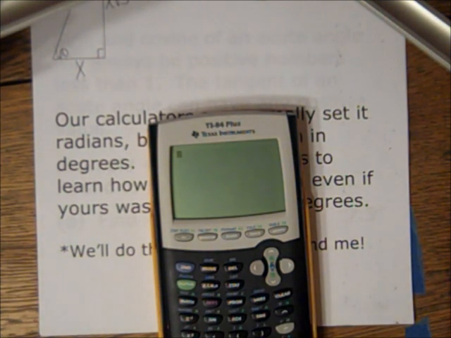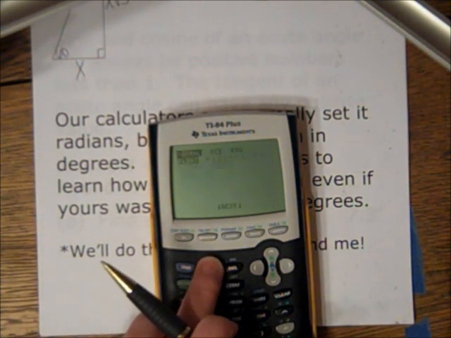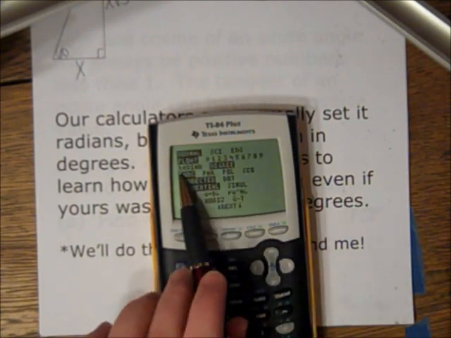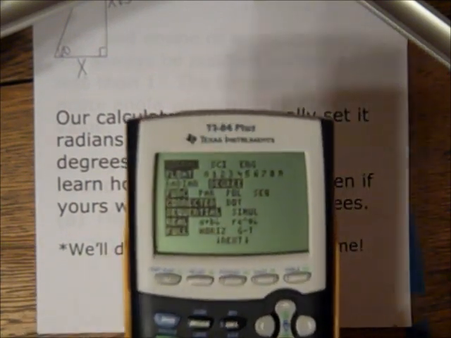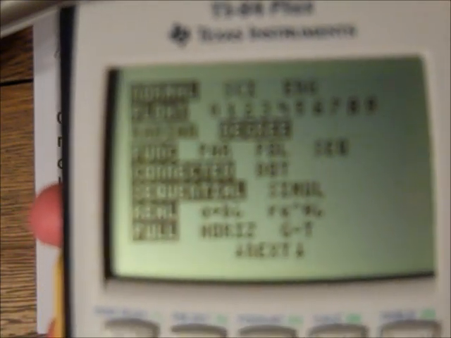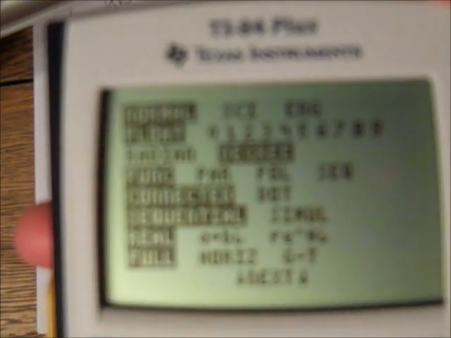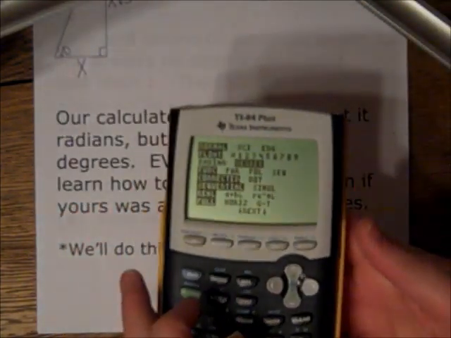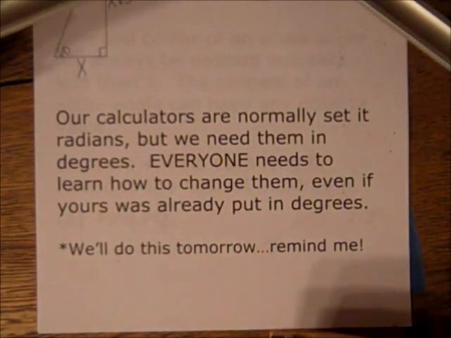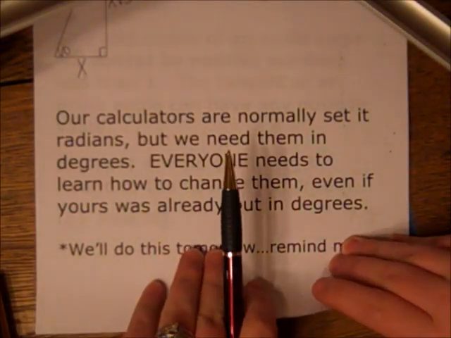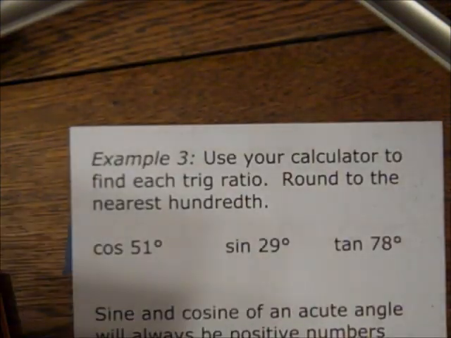So how you do that is you hit the mode button, and then the third line, I know that's little, the third line is the one that says radians or degrees, and we want degree to be highlighted. So mine already is, but you just arrow down and over and press enter, and then it's in degrees. Now we'll do that again tomorrow when you actually have a calculator.